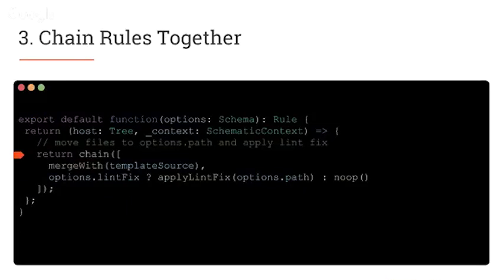And then finally, we want to use the chain function, and we're going to chain together a couple of rules. And we're going to merge with all the template stuff that we just did up above. And then finally, after we do all that template stuff, we might want to apply some sort of lint fix. I got this out of the built-in component CLI or schematic, and this is what they do. So as a last step, after you've modified all those files and done everything inside the tree, we want to go ahead and apply any sort of lint fix if that's an option that you've specified.